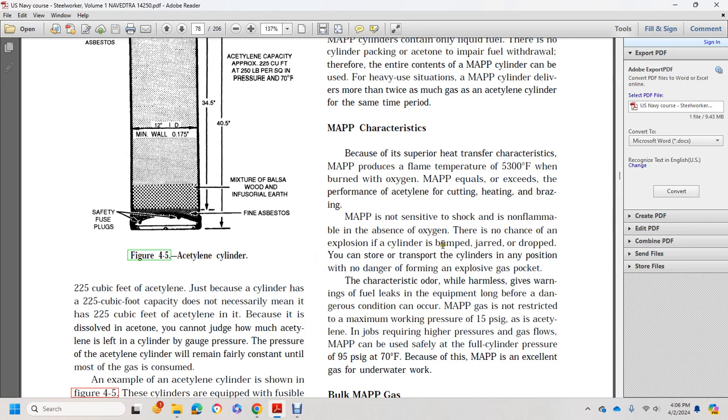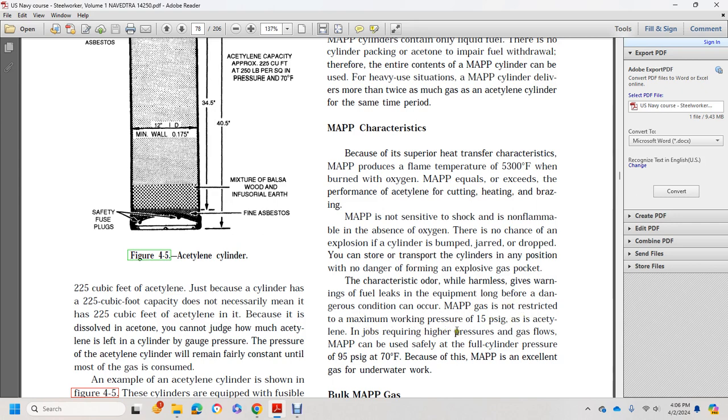There is no chance of an explosion if the cylinder is bumped, charged, or dropped. You can store and transport the cylinders in any position, with no explosive gas pocket forming. MAP gas does not restrict the maximum working pressure to 15 psi gauge.